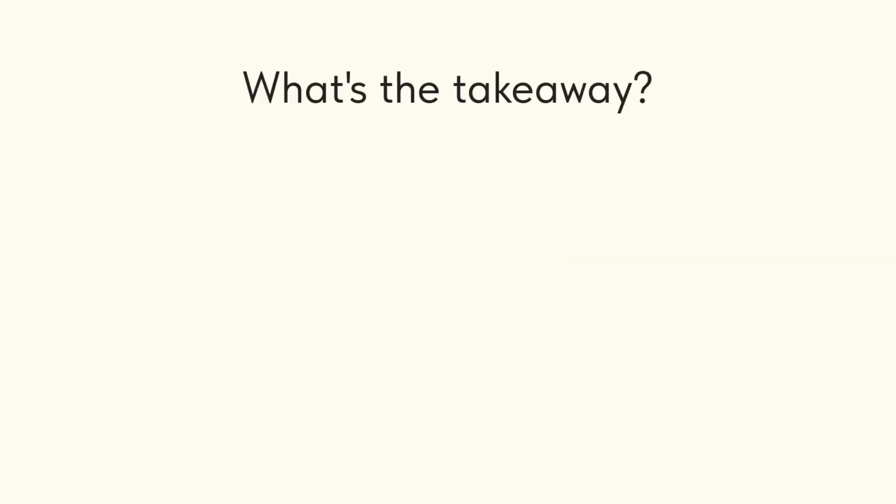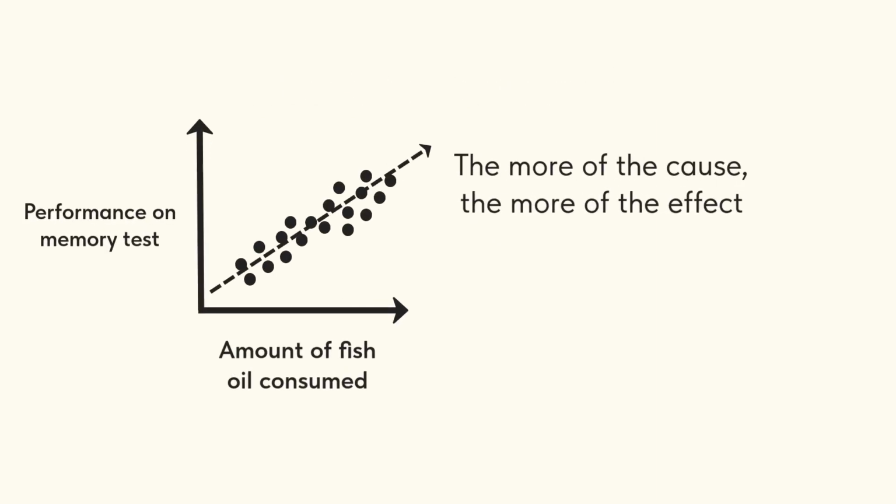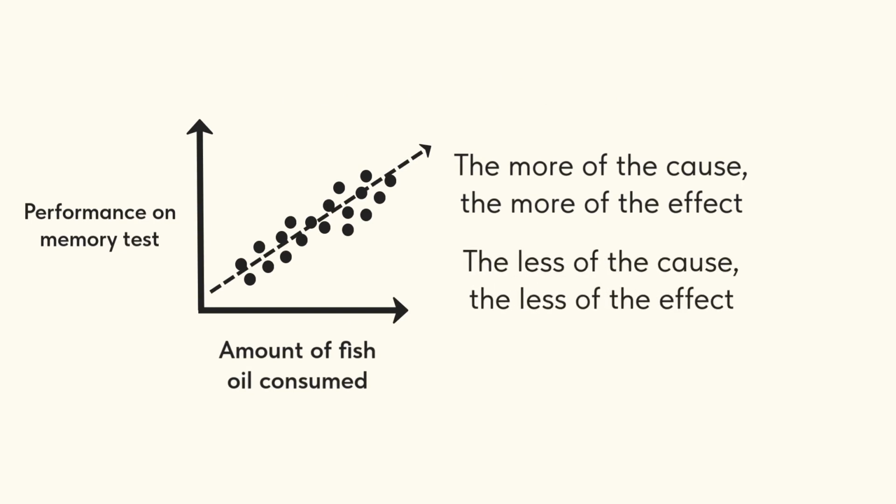So to boil all of this down into some practical advice, when you're thinking about how to strengthen an argument that goes from correlation to cause, answers that show that the more of the cause is connected to more of the effect, or that the less of the cause is connected to less of the effect, will strengthen because they're showing that the correlation is stronger, that the trend line is a tighter fit to the data.